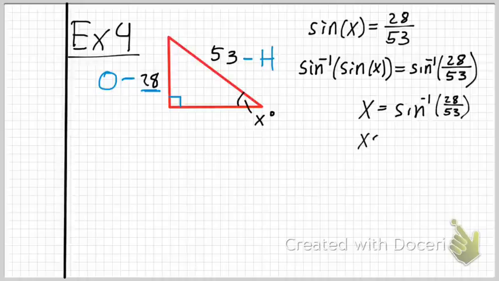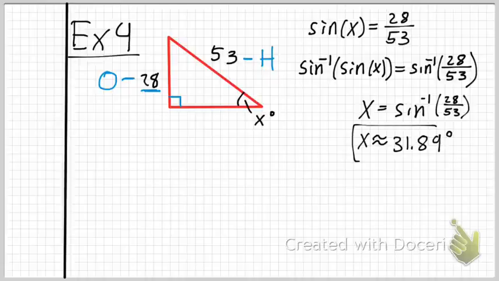So x is approximately 31.89 degrees. Again, because x is an angle here, we need to make sure that we're notating that it's degrees and not some type of length.